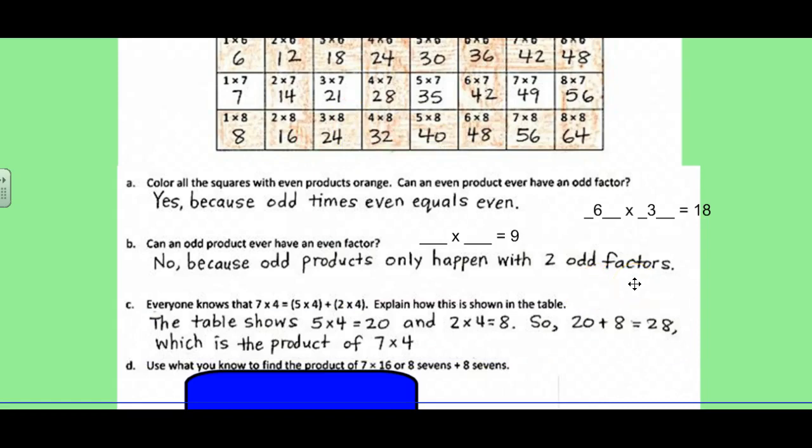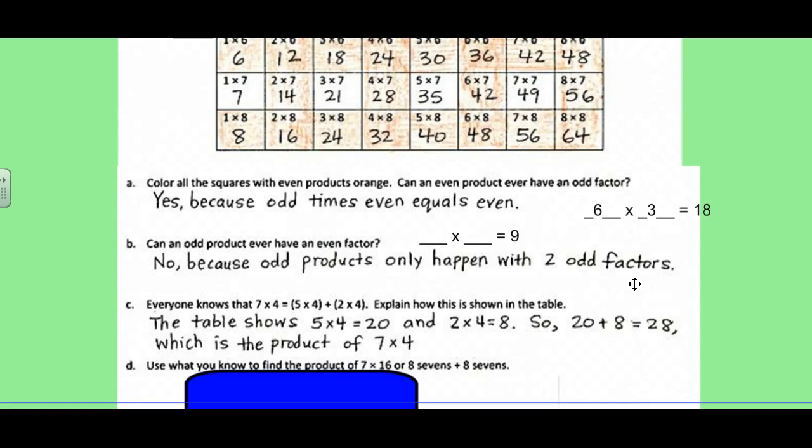So the table shows 5 times 4 is 20, and it also shows 2 times 4 is 8. So all we have to do now is take the 20 and add the 8 to it, so it will give us 28. So that way we know 7 times 4 is equal to 28.